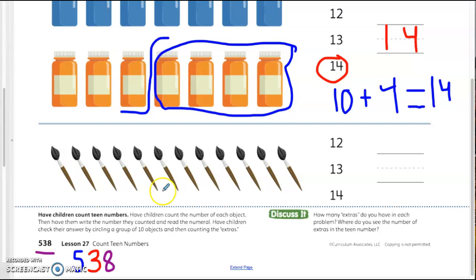Let's talk about fact families for a minute. We could do 10 plus 1 and 10 plus 2 and 10 plus 3, 10 plus 4, 10 plus 5, 10 plus 6, 10 plus 7, 10 plus 8, 10 plus 9, and that would get you to 19. Okay, you guys can practice writing those a little bit if you want.